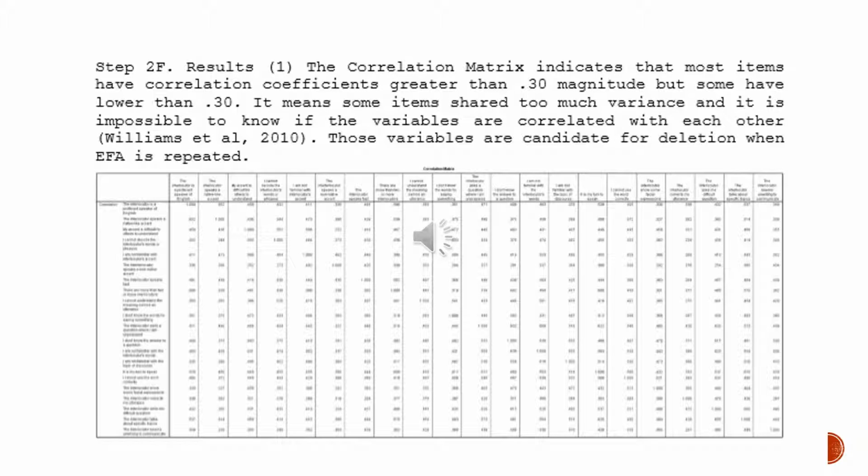This is the example of the correlation matrix that we've done so far in the first attempt. It's too small for you to see, but the table shows that most items have correlation coefficients greater than 0.30, but some have lower than 0.30. So it means that some items share too much variance, and it is impossible to know if the variables are correlated with each other. Those variables which are less than 0.30 are candidates for deletion when the exploratory factor analysis is repeated.